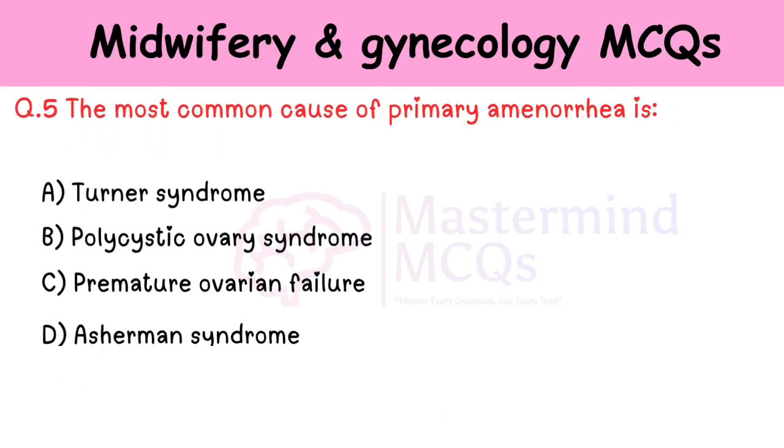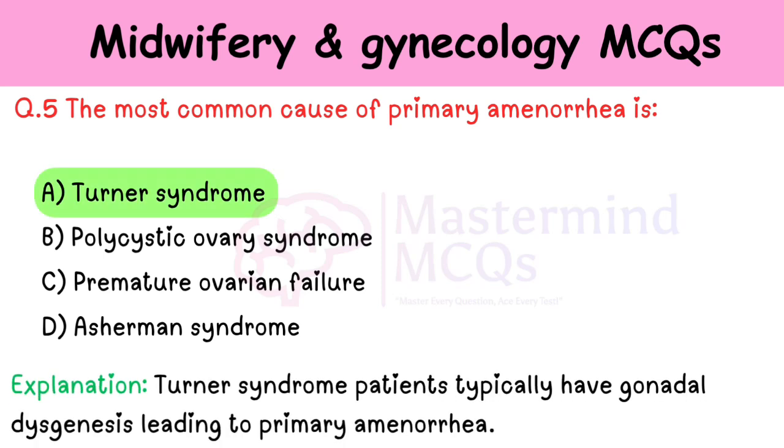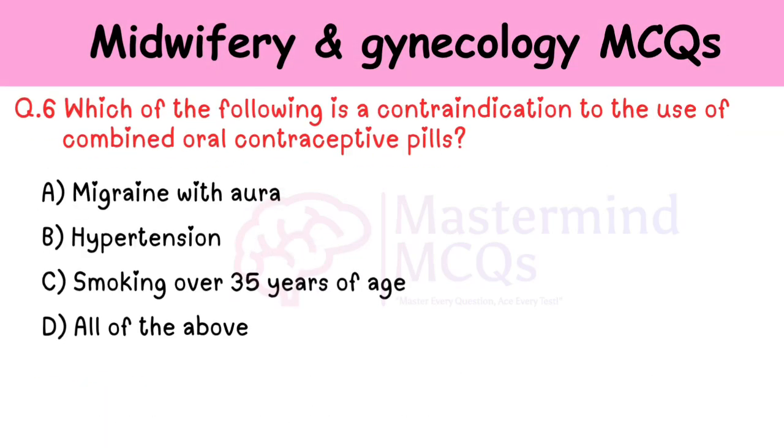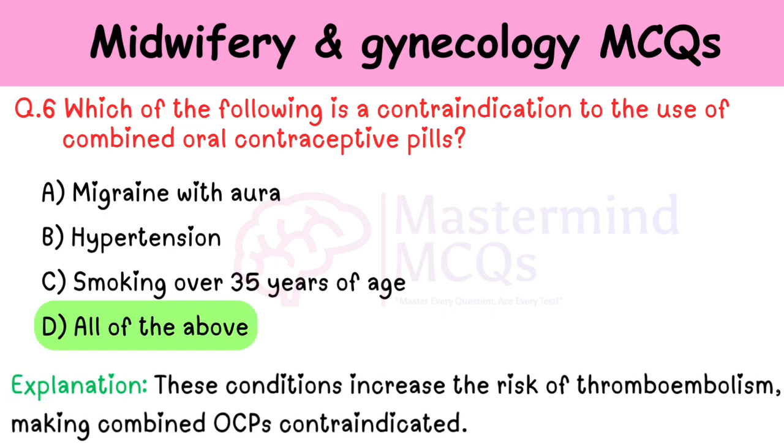The most common cause of primary amenorrhea is A. Turner syndrome. Which of the following is a contraindication to the use of combined oral contraceptive pills? D. All of the above.